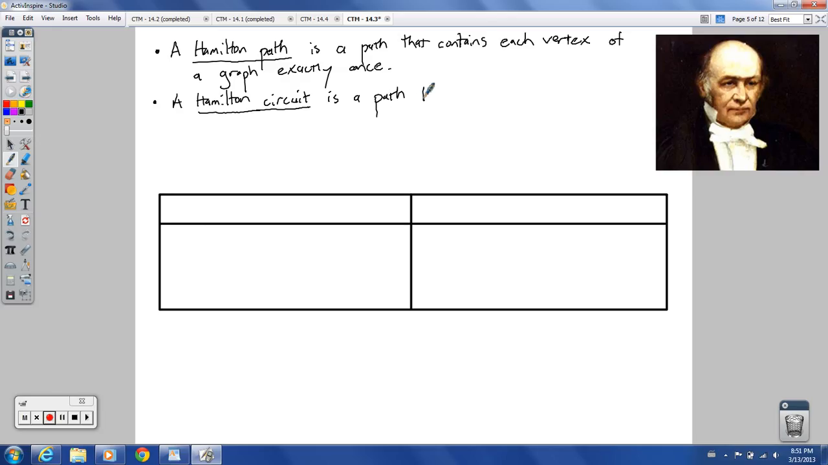It's a path that begins. I think, yeah, I want to write that. A Hamilton circuit is a Hamilton path, meaning that it contains each vertex exactly once. It's a Hamilton path that begins and ends at the same vertex.